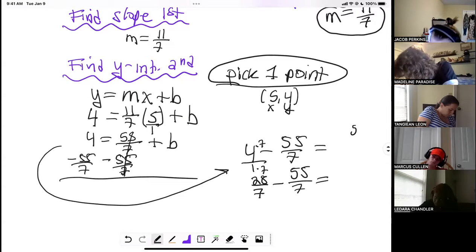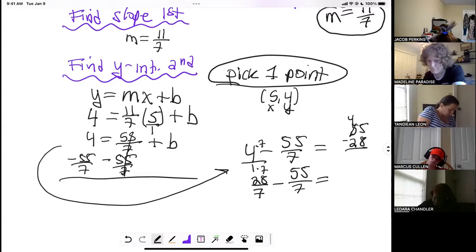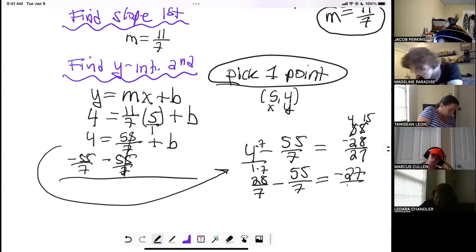So what is 55 minus 28? Let's see, that's a 4, that's a 15, that's a 7, that's a 2. But 55 is bigger and 55 is negative, -27 over 7. That is my B. Pretty ugly. B equals -27 over 7.